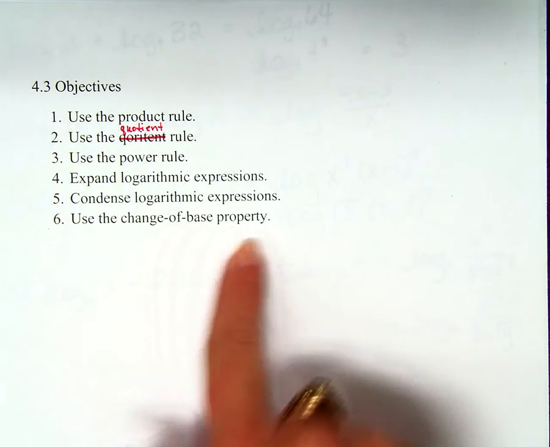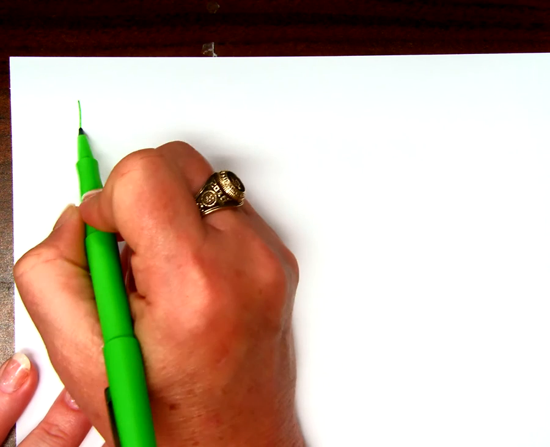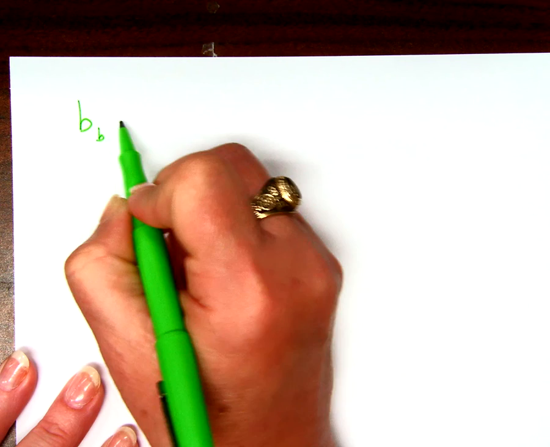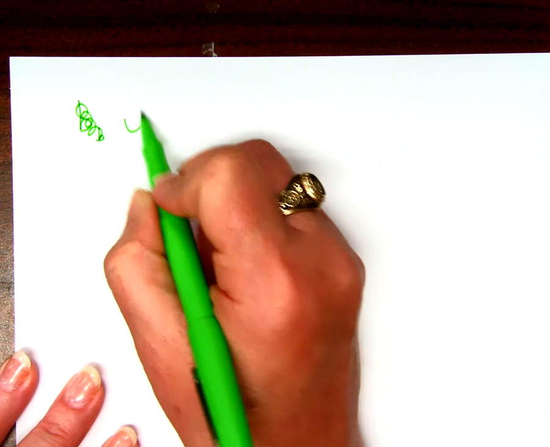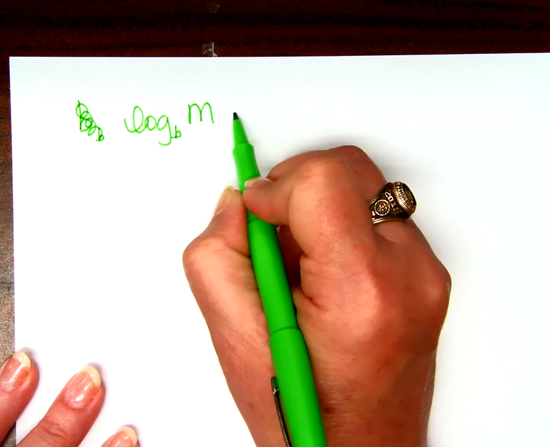So all we have left is change of base property. Okay, change of base property is almost obsolete. We still have to cover it because it's still part of what our objectives are, but our calculators do it for us now. Our calculators, we can put in any base now, but you still have to know the change of base property, so let's make sure you know it.